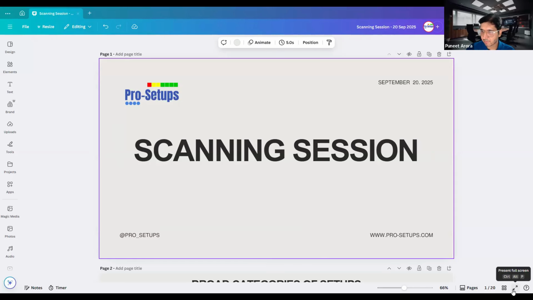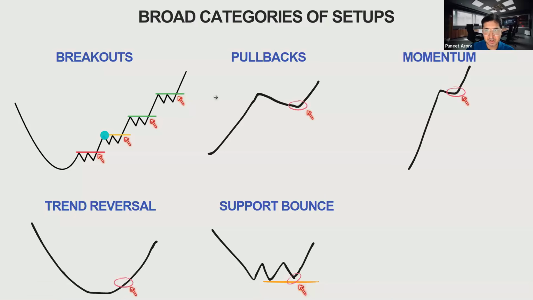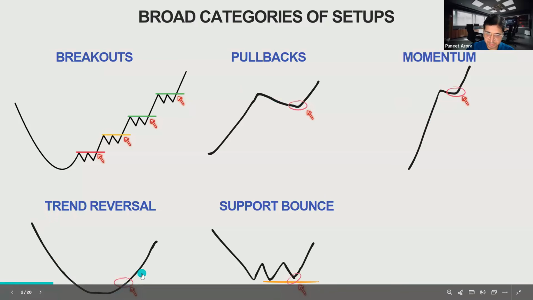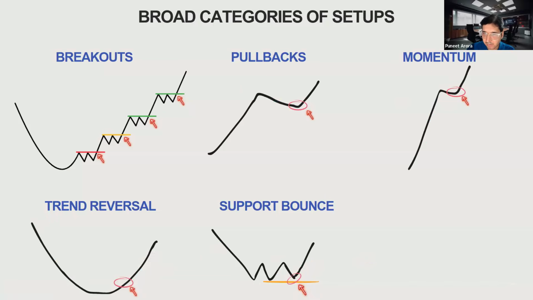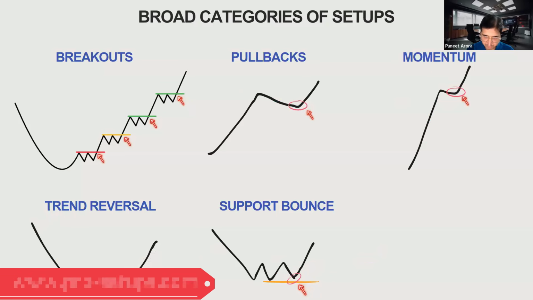Broadly, I believe that the categories of setups that we normally trade can be categorized into breakouts or pullbacks or stocks that are in strong momentum or those stocks that are changing the trend or those which can bounce from the support level. So these are the basic broad 5 categories of setups that you can scan through our Pro Setups dashboard and something that we trade also. Now, we cannot cover all the setups here today in one meeting.